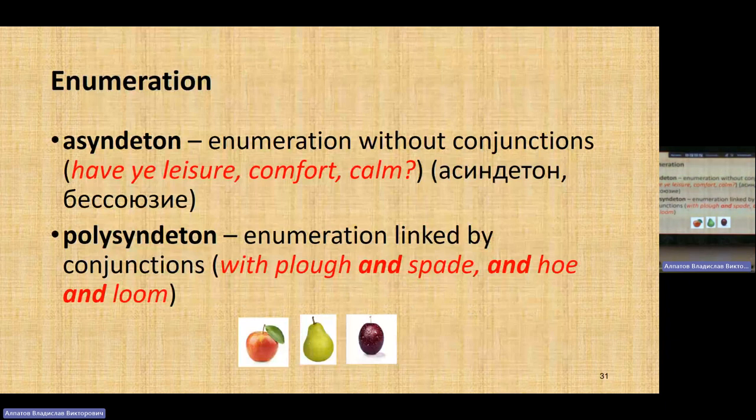Men of England, right you are. With plow and spade and hoe and loom. This comes from the same poem, right? And in this case, the closest parallel from other arts is from music, of course, right? This march and waltz, leisure, comfort, calm, or plow and spade and hoe and loom, right? This is, again, a waltz-like rhythm, which is created by polysyndeton.